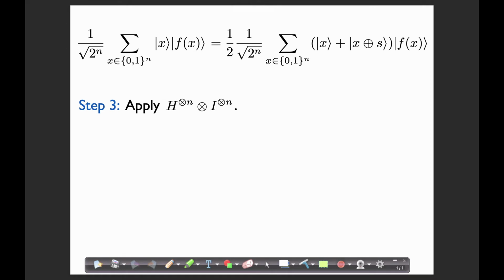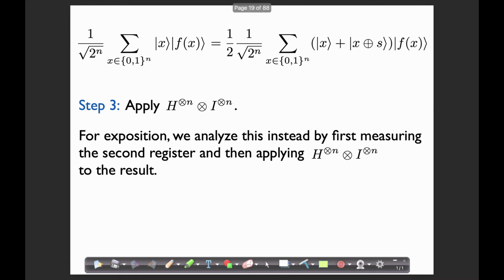In this algorithm, we're going to do something slightly different than what we did before. After step 2, we're going to go ahead and measure the second register. You don't have to do that as far as the algorithm goes. You can go ahead and apply step 3 and then measure. But it makes it slightly easier and more clear, I think, to explain what's going on if you measure after the second step. It saves us some writing. You don't have to deal with the superposition anymore. And I think it makes it easier to see what's going on. So before we do step 3, we're going to measure the second register.